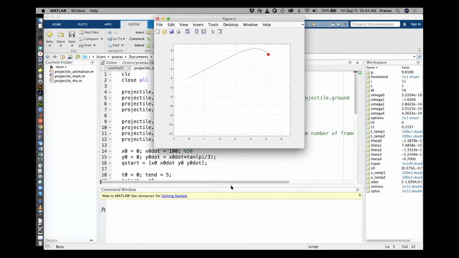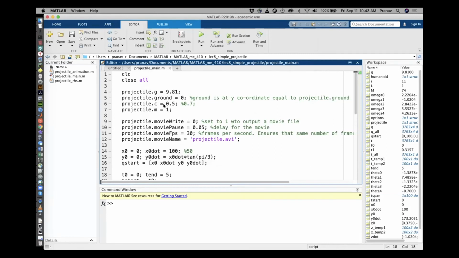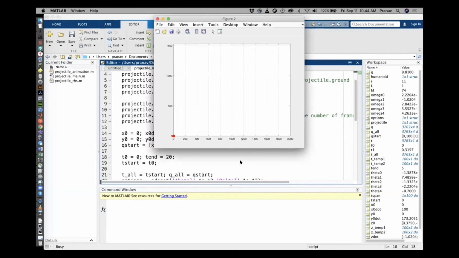So this is a projectile subjected to drag force, and you can see that the motion is not quite parabolic. It actually starts falling down, almost vertically. If you want to check this, it makes sense. In this case, I assumed that the coefficient of drag is 0.5. I'm going to put it at 0, and I'm going to increase the time because it's only 5 seconds. Let me make it 20 seconds. So now there is no drag force, and you can expect the motion to be like a projectile, a parabolic motion.